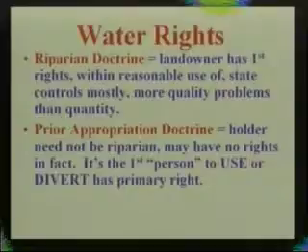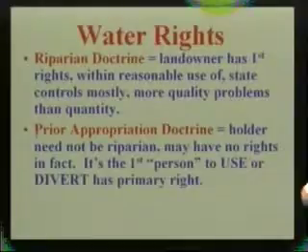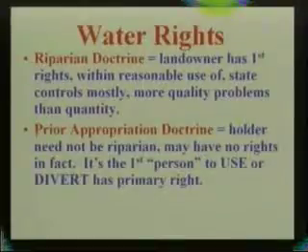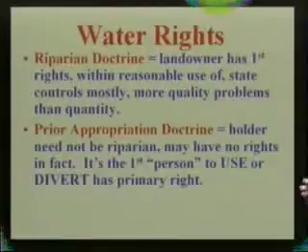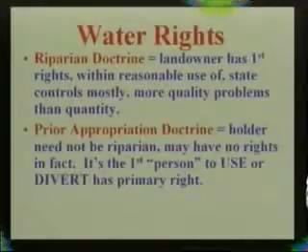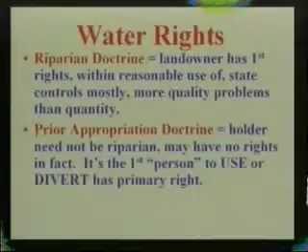The second doctrine is called Prior Appropriation Doctrine. Now the holder, in this Prior Appropriation Doctrine, the holder of the land may not necessarily be or have rights to the water. In other words, the holder need not be the landowner to hold the water rights. The landowner may not have any rights at all, in fact.